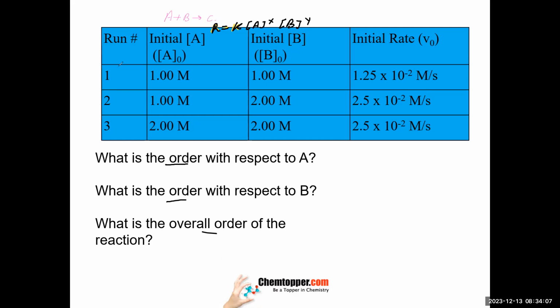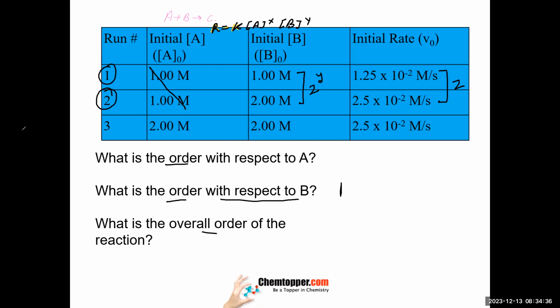Ready? Pick up experiment 1 and 2. What is cancelled? A. What is happening to B? 2 times. What is happening to rate? 2 times. So 2 raised to power Y is 2. So what is Y? 1. So order with respect to B is 1.